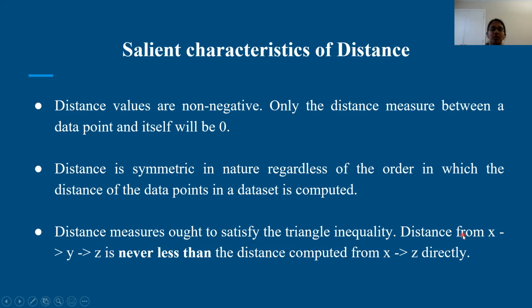So for example, say you want to measure the distance between X and Z, and you go directly from X to Z, or you travel from X to Y and then to Z. The path through Y is going to be at least as long, and the bigger one is not going to be lesser than the X to Z computation.